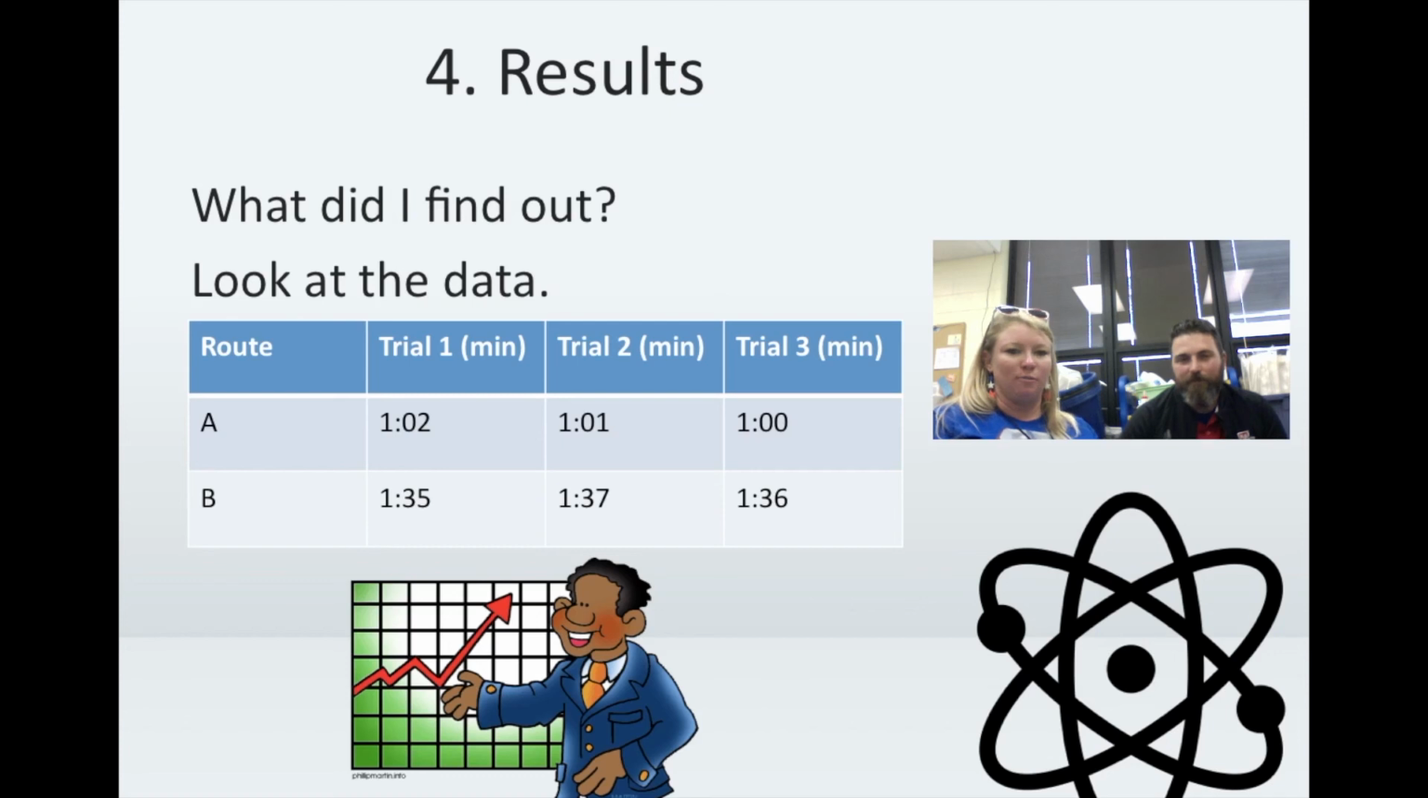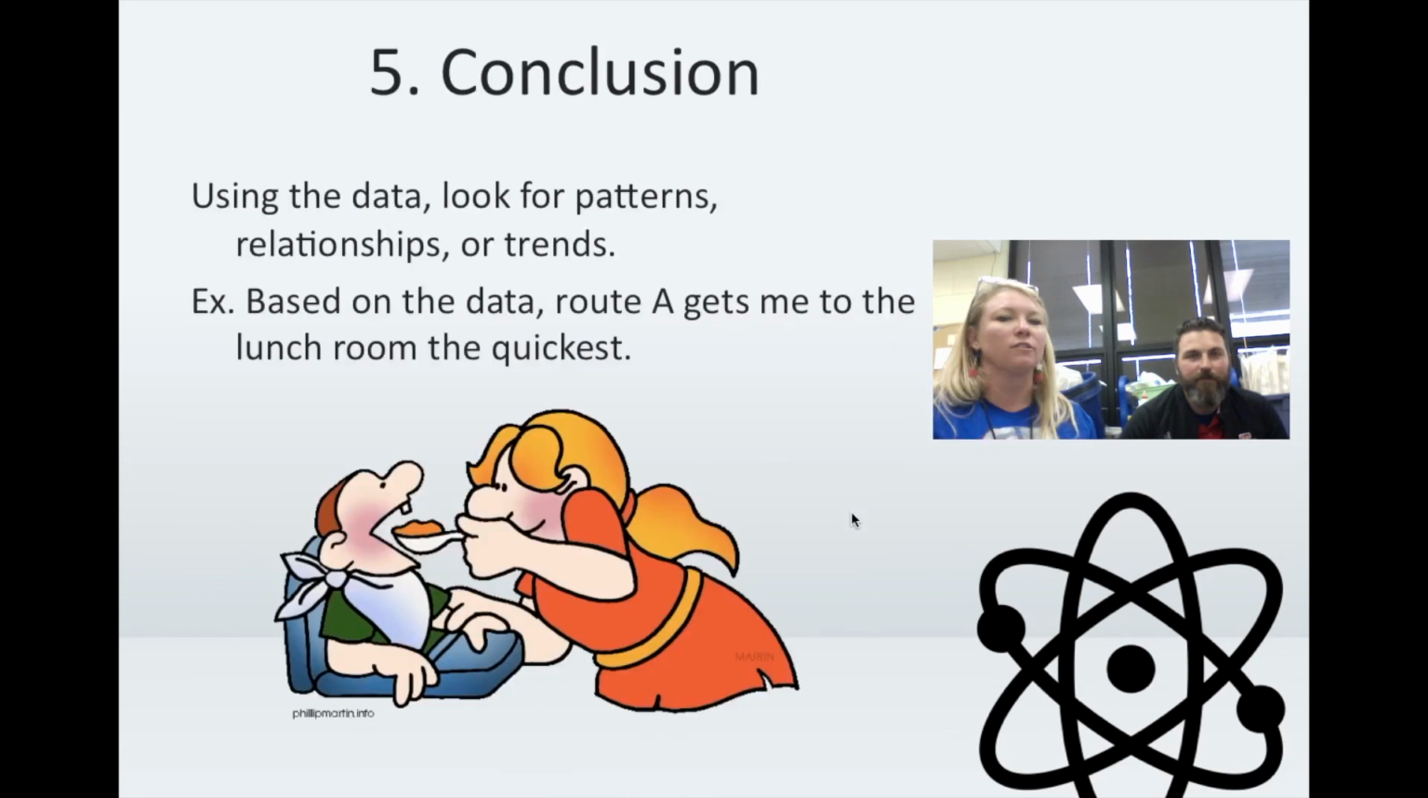Well, you can see with Route B what happened there. If you look at our numbers, kind of random. A little slower. Yeah, definitely a little slower. So, for our results, it's just looking at our data, writing it all down. Then, when we get to the conclusion, that's where we look for the patterns, the relationships, the trends. So for us, our trend would be, well, we took stairwell A, which was IMC, and we got there really quick, in right around 1 minute. So, based on our data, we would say, oh, Route A gets me there the quickest.